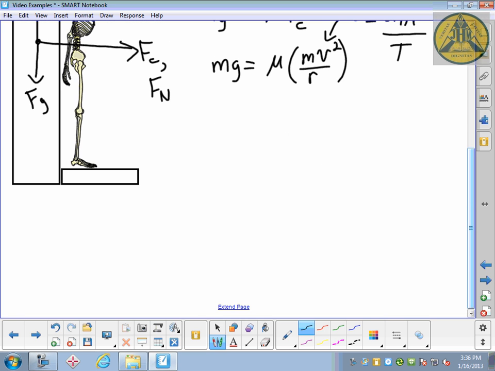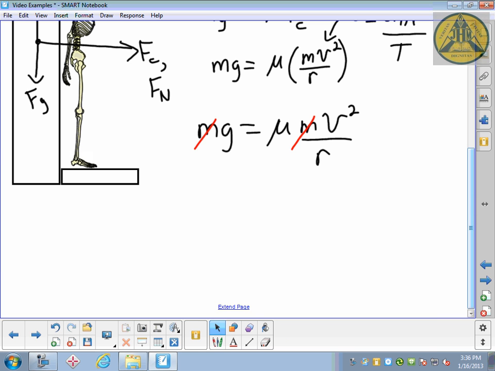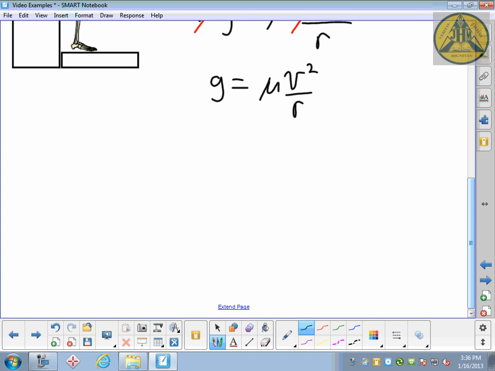So I'll just write things a little clearer. mg equals mu mv squared over r. The mass divides out, which is why the mass is not even given in the problem. You don't need it. So the centripetal acceleration times the coefficient of friction has to be that of the acceleration of gravity. So g equals mu v squared over r. So let's calculate v real quick.